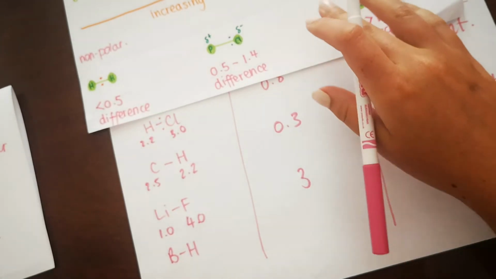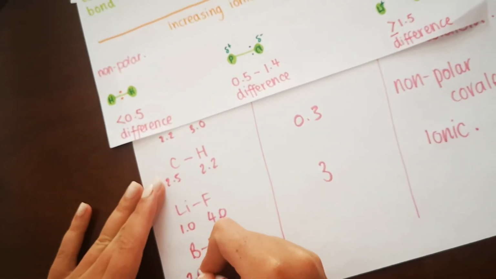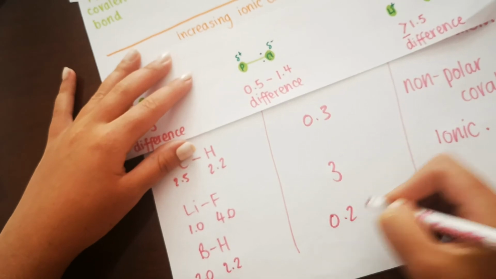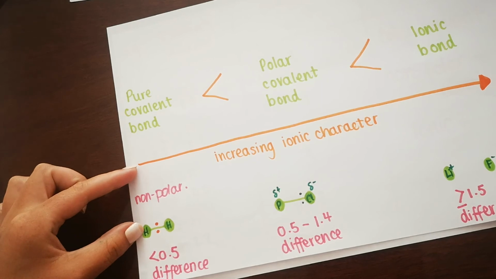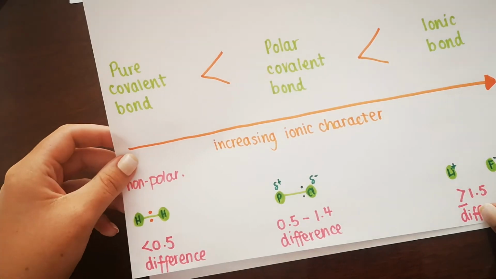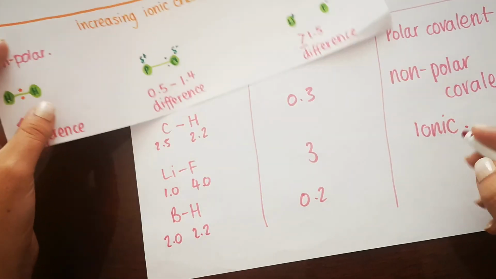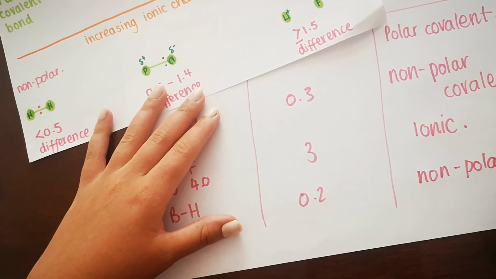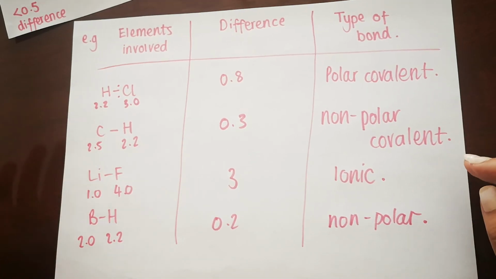Okay, and your last one is boron and hydrogen. Boron is 2.0 and hydrogen is 2.2. Your difference is 0.2. Where does that slot in? It slots into non-polar or pure covalent, because it's 0.2 and less than 0.5, so this one's going to be non-polar. Again, if you want me to do any more examples or describe it in a different way, let me know and I can put another video up.